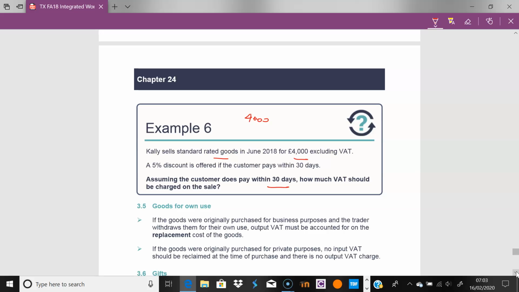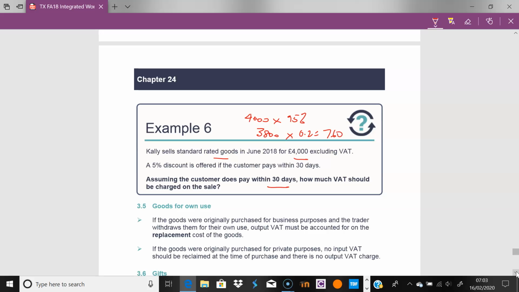what we have to do is to now imagine they take the 5% discount. So in effect, we need to lose 5% of this. The real cost of the product becomes 95% of this. So that becomes 4,000 times 0.95, and that's 3,800. So now the real product is worth 3,800, and this is what we now calculate our VAT on. 3,800 times 0.2, so VAT becomes 760.